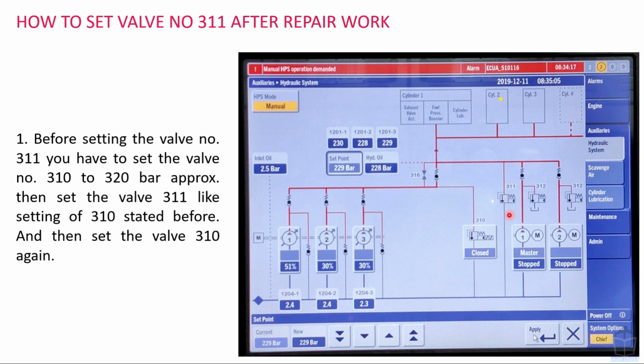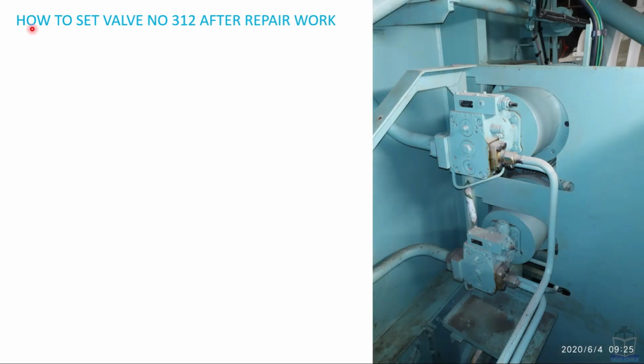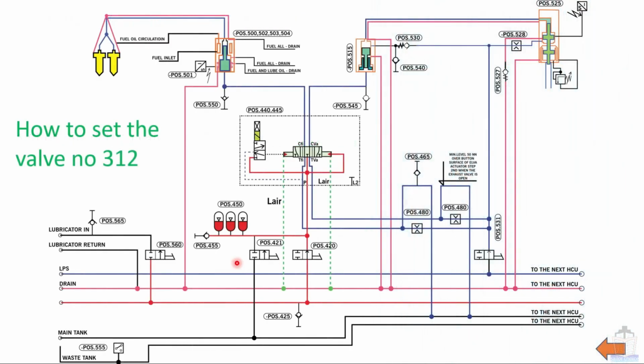Alright, now moving next, how to set valve number 312 after repair work. This is valve number 312. Shut all SU valve number 420 and 560. See diagram. You have to shut this valve number 560, which is going for lubricator, and also valve number 420, which is going for the FIBA.